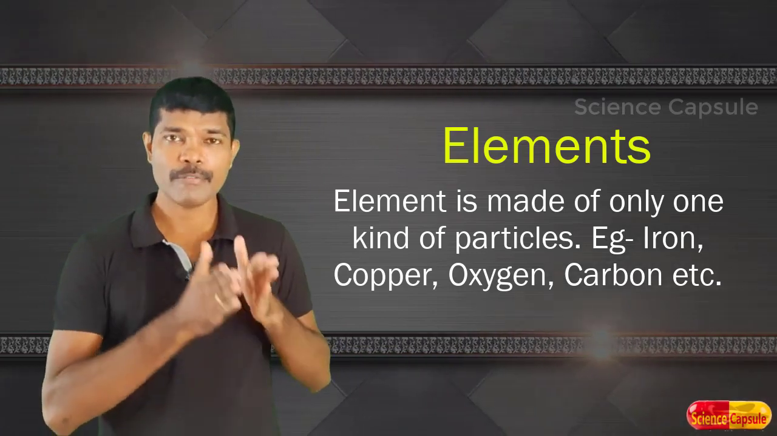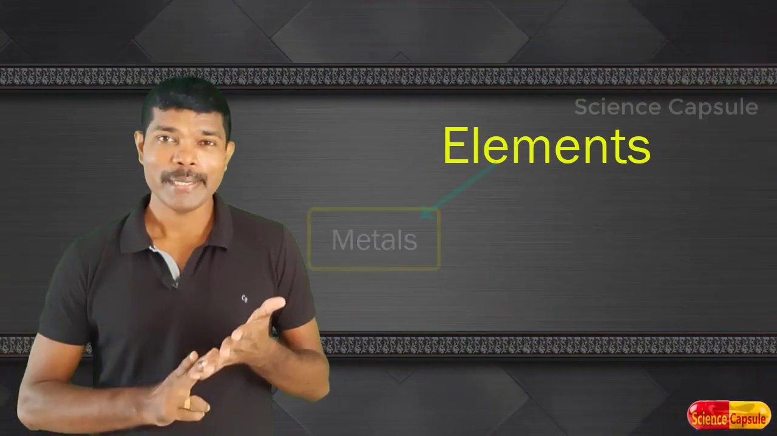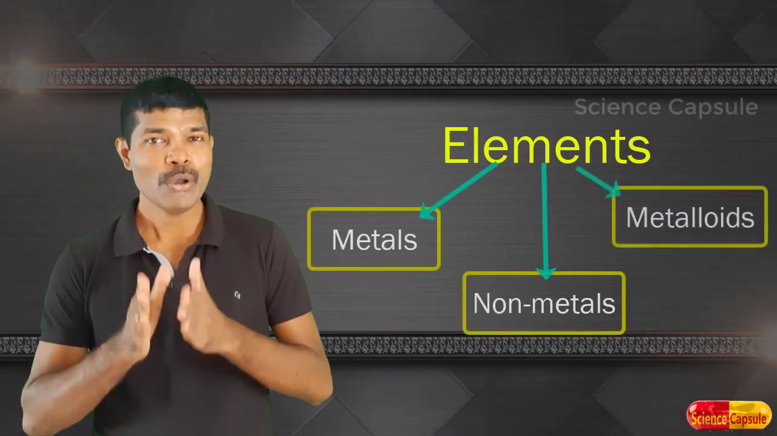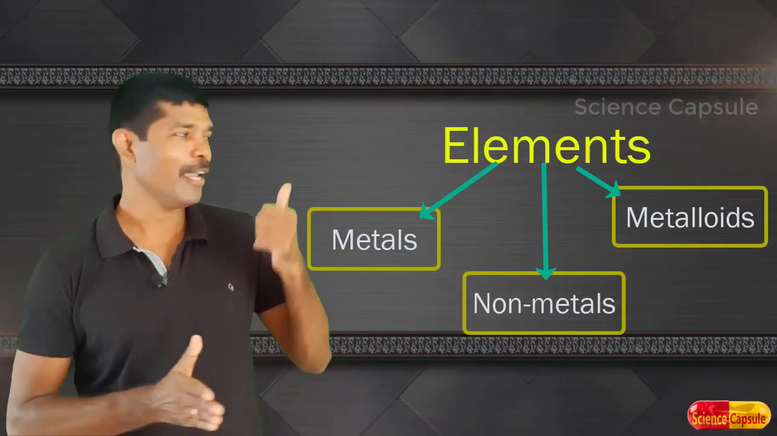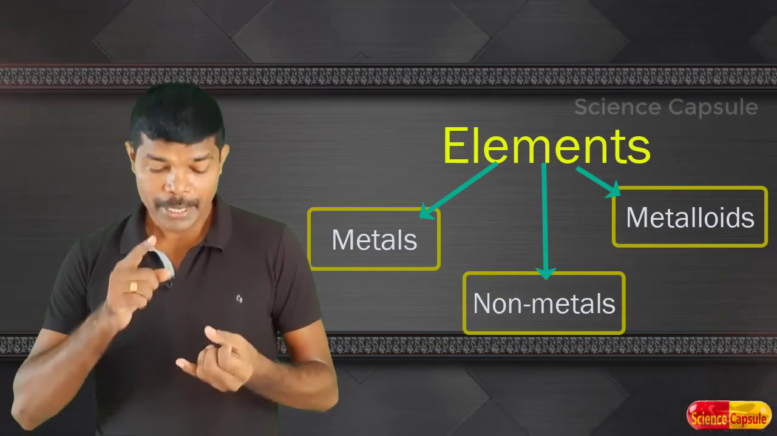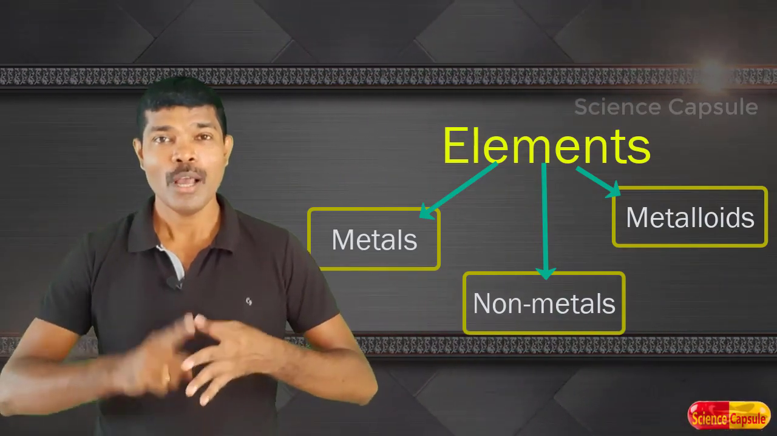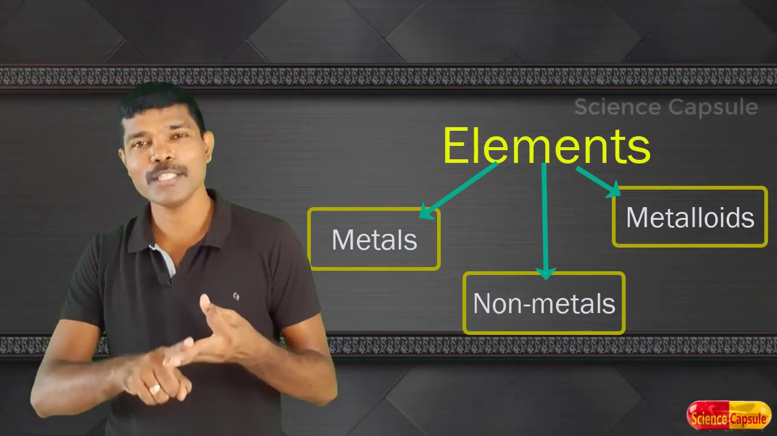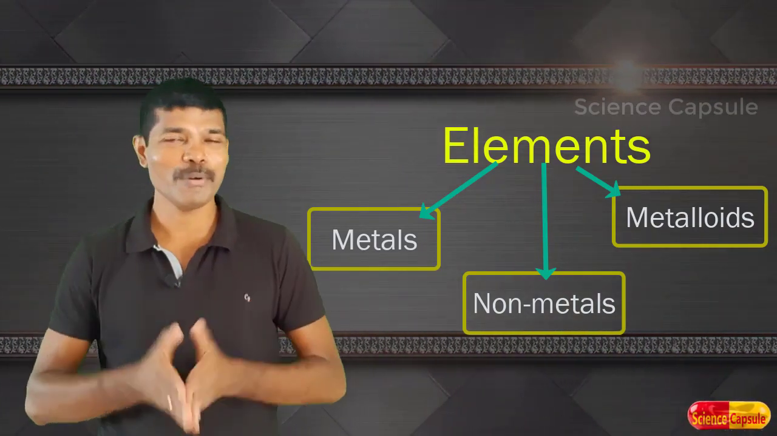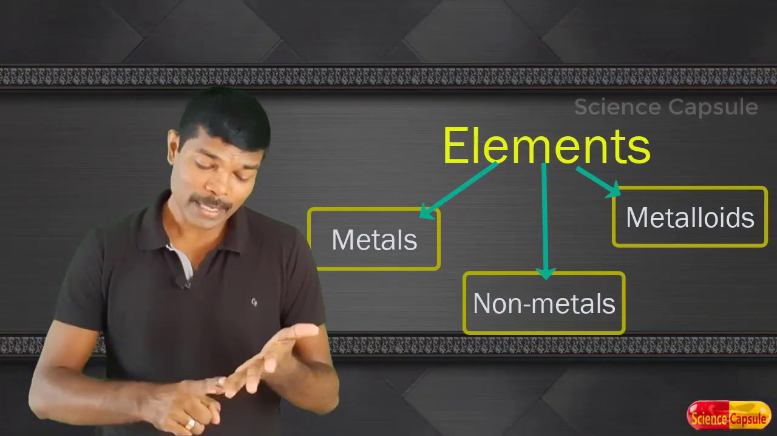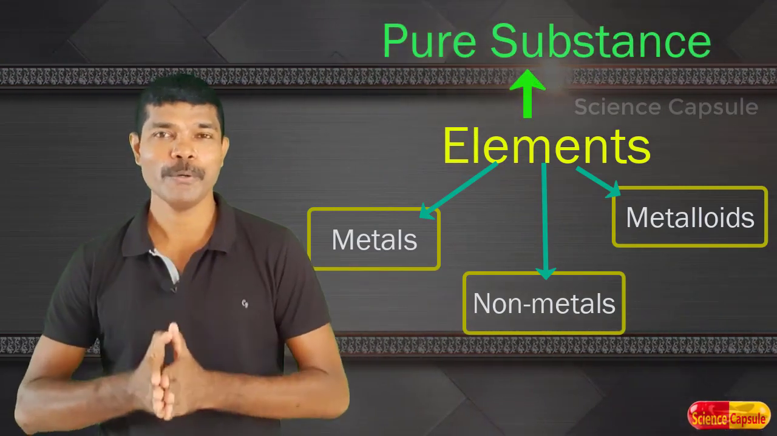And these elements are further classified into 3 categories based on the properties. They are metals, non-metals and metalloids. So the metals, non-metals and metalloids are the classification of elements, as you can see on the screen. So here metal is a pure substance, non-metal is also a pure substance, metalloid is also a pure substance. So all these are the classification of elements, which is a pure substance, and element is classified under the pure substance. So whether it is metal, non-metal or metalloid, all are the classification of pure substance.